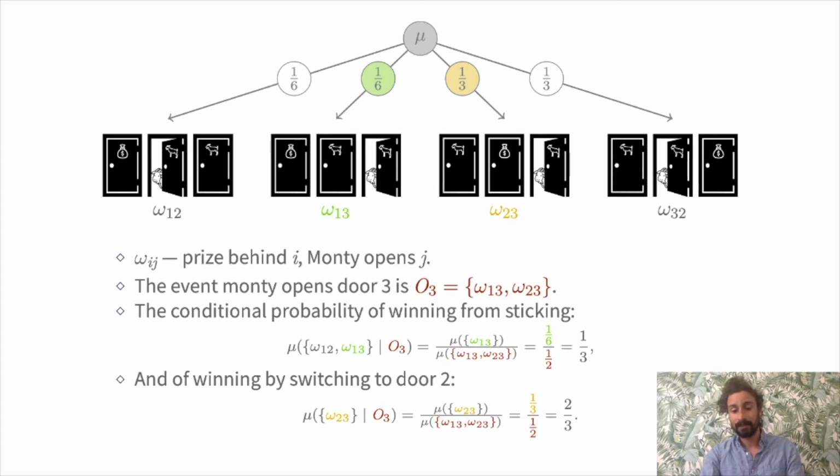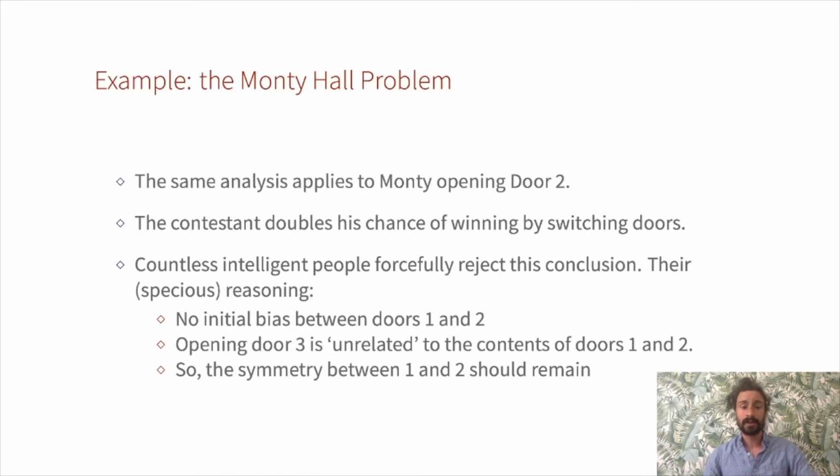And this is symmetric in door 2, so if Monty Hall instead had opened door 2, then the same would apply. Switching doubles the chance of winning relative to sticking. Now, the reason this is called a paradox is because countless intelligent people vehemently reject this conclusion, and they feel very strongly that there should be no benefit to switching doors.